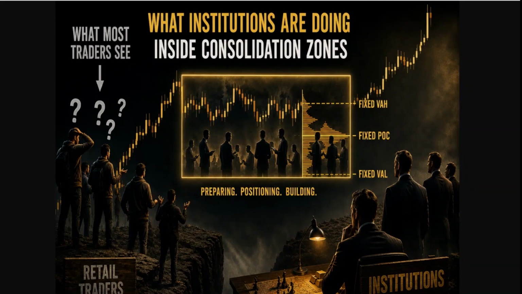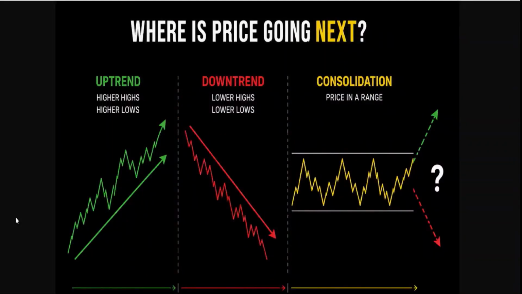But first, let me ask you one very simple question. Have you ever thought about what time frame institutions are actually using when they buy and sell? One of their most important time frames is the 4-hour. And once you see what they are doing inside these ranges, you will never look at a consolidation zone the same way again. Most traders have a strategy for trending markets, but very few have a strategy for what happens in between. Here are the facts.